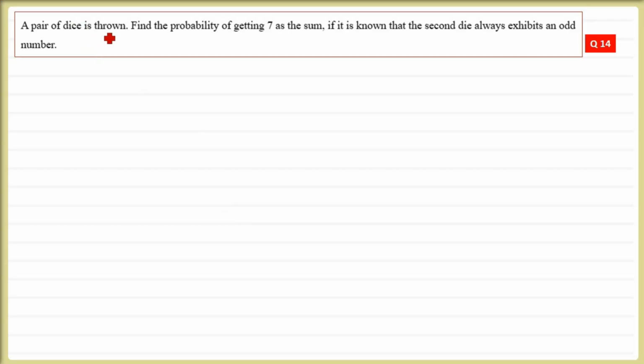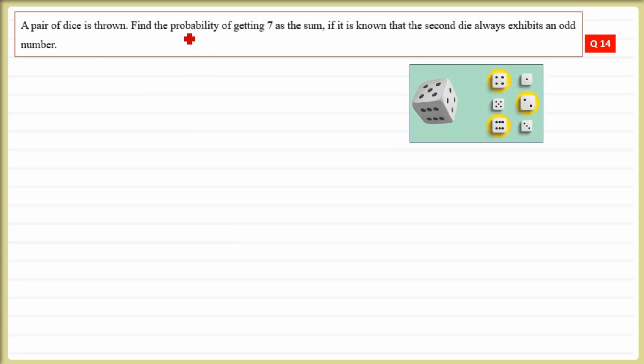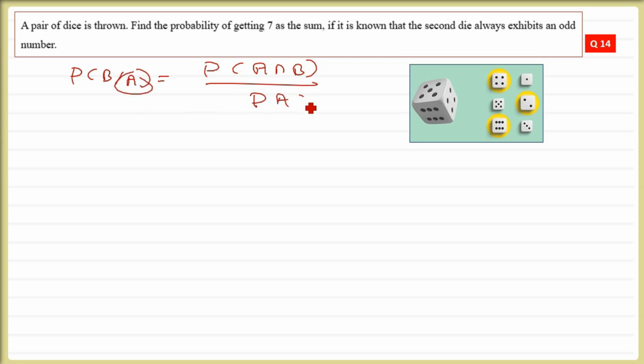A pair of dice is thrown. Find the probability of getting 7 as the sum if it is known that the second die always exhibits an odd number. So we'll do B by A here. We'll make A and B just now, but let me reiterate the formula: P of A intersection B divided by P of A. So we need the number of elements in A intersection B and the number of elements in A.